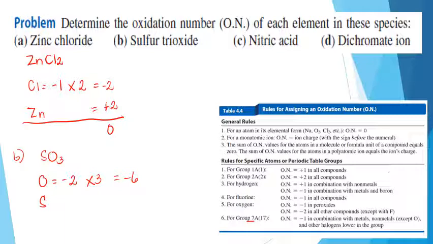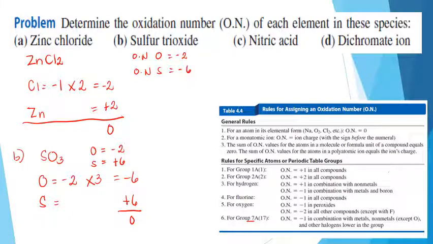For the sulfur, since our molecule is neutral, the charge of the sulfur should be +6 in order to get a neutral SO3. So the oxidation number of oxygen is equal to -2, while the oxidation number of sulfur is equal to +6.